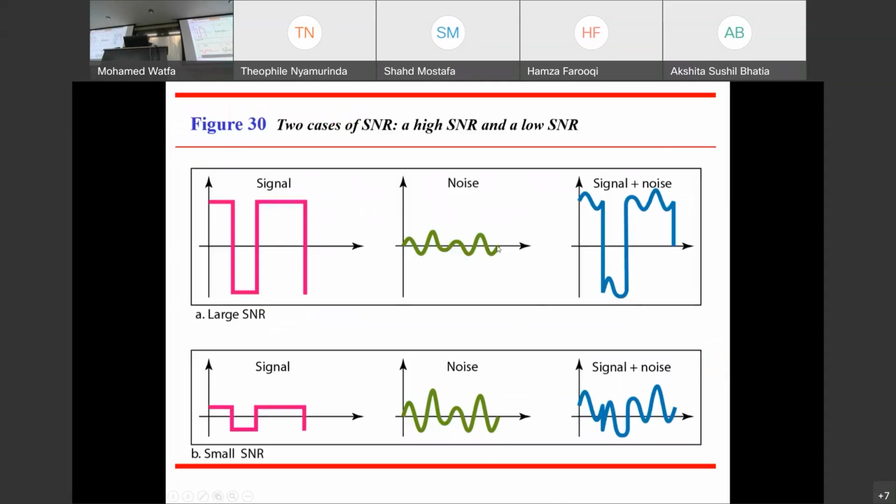Okay, so these are an example of high signal to noise ratio and low signal to noise ratio.